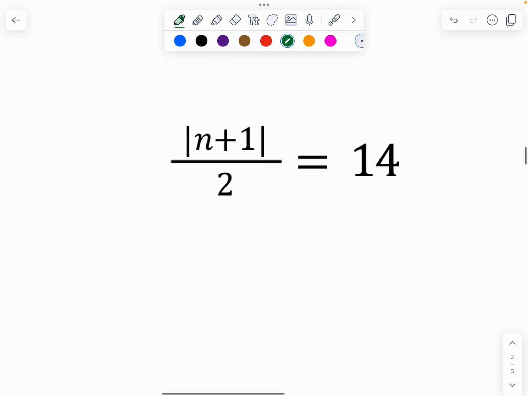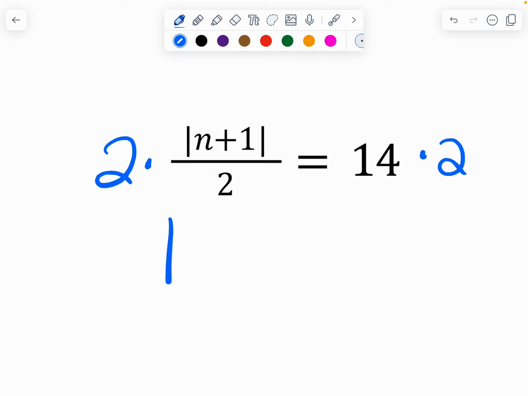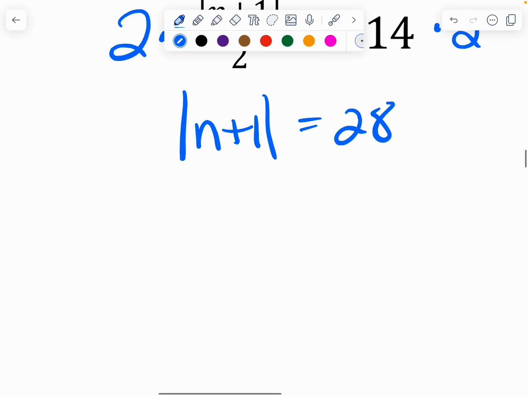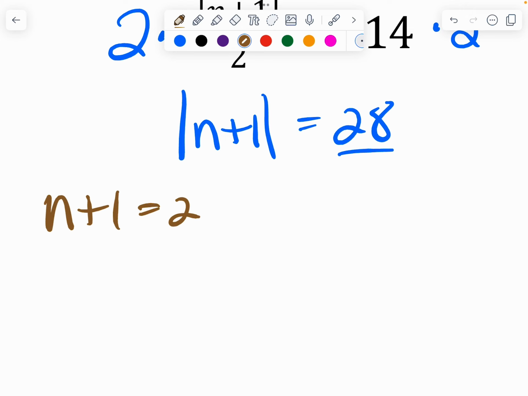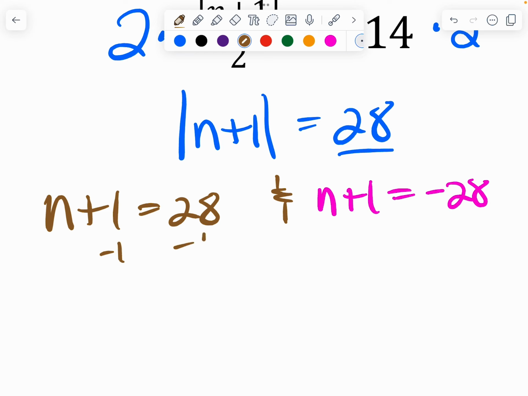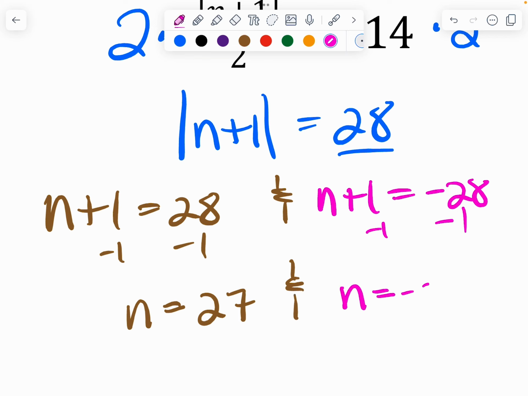Okay, so let's look at this one. This one has division going on first. So I'm going to multiply both sides by 2 first. I'm going to get the absolute value of n plus 1 equals 28. This number is positive, so I'm going to write n plus 1 equals 28, and n plus 1 equals negative 28. Subtract 1, get n equals 27. And subtract 1, n equals negative 29.